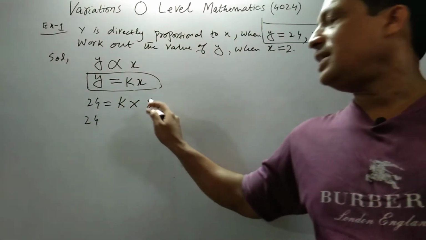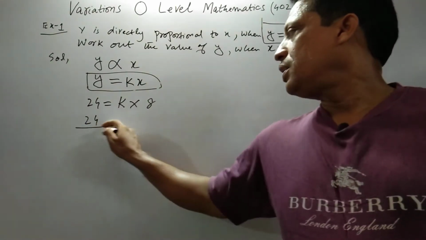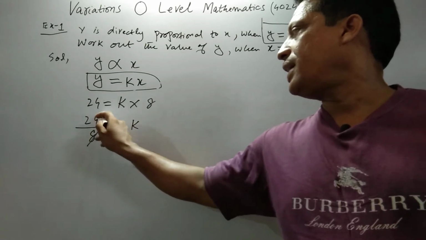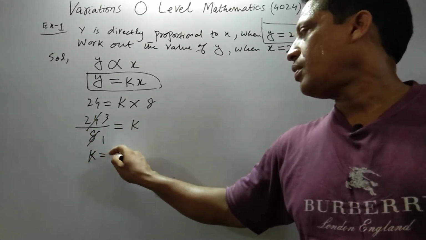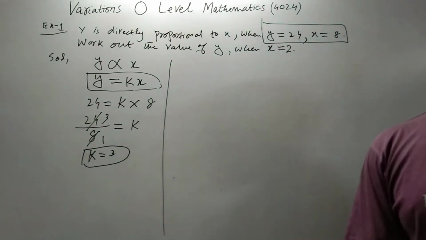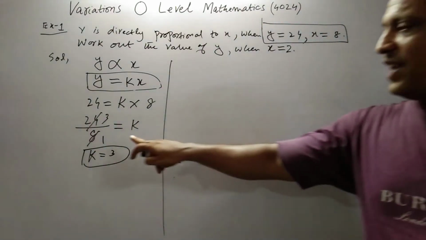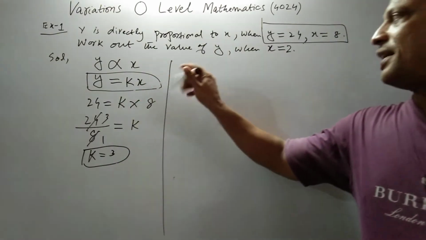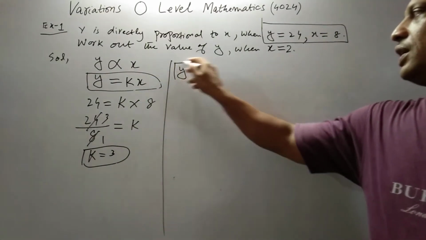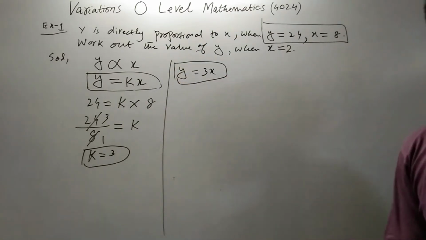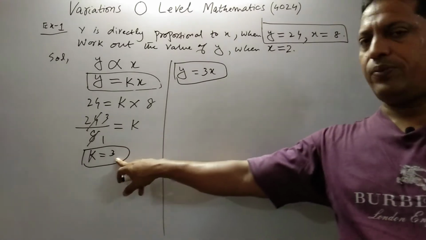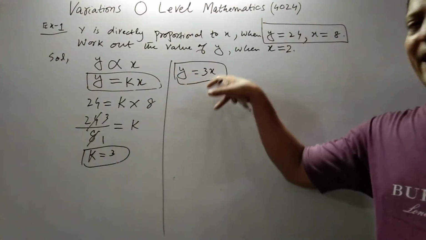24, this 8 is multiply, this should divide. 8 ones are 8, 8 3s are 24. So the value of k is 3. Now put this value of k, 3, in this given equation. Y is equals to 3x. So this is the formula. This is the relation. Now you can see that the constant of proportionality relates y and x by 3.